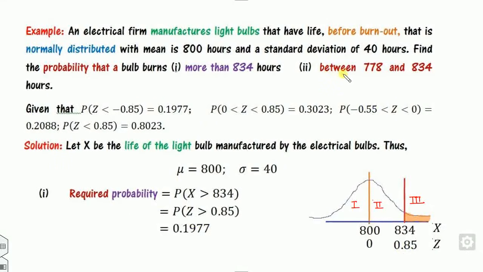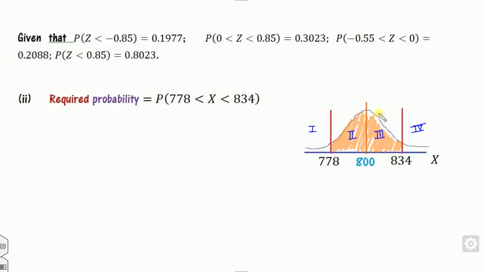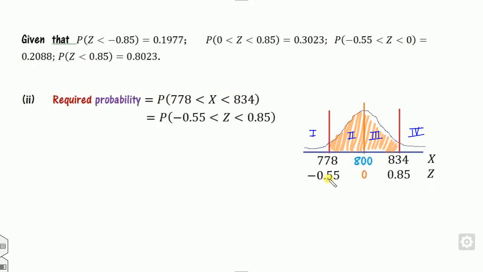Look at the second part. What do you want to find? Between 778 and 834. So firstly write this. This is the center line 800, 778 on the left hand side, 834 on the right hand side. So what you want to find is the first, second and third. Now calculate z. This is 0. What is 778 minus 800 divided by 40? So this is minus 0.55, and 0.85. So you can replace x with z: 778 by this, 834 by this.